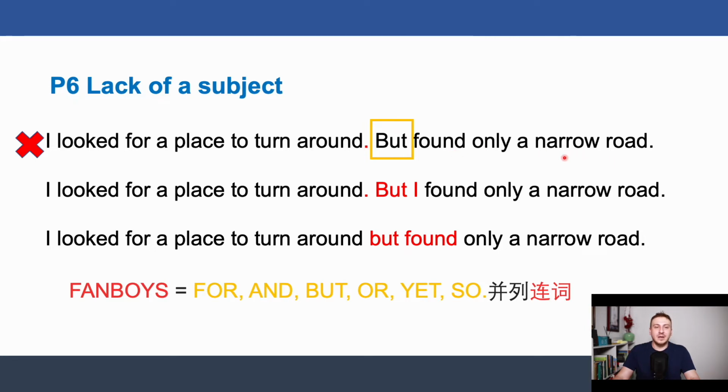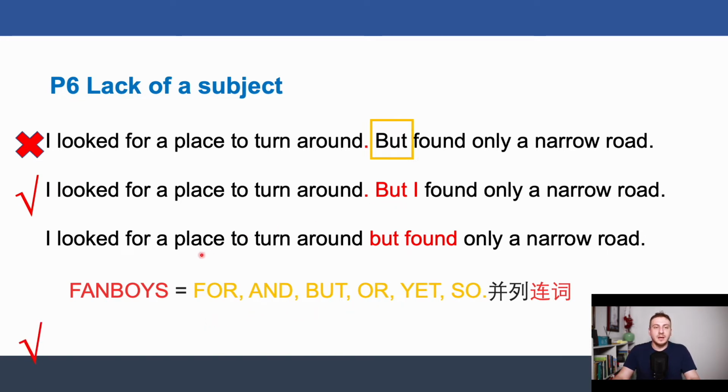So, I looked for a place to turn around, full stop, but found only a narrow road. Okay, so now we have two solutions here. The first solution would be to simply insert the subject, right? I looked for a place to turn around, full stop, but I found only a narrow road, right? So, but is a coordinating conjunction. They have a really cool name so that we can remember them. We can call them fanboys, right? So fanboys stand for for, and, nor, but, or, yet, and so.